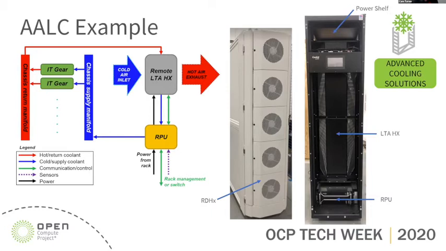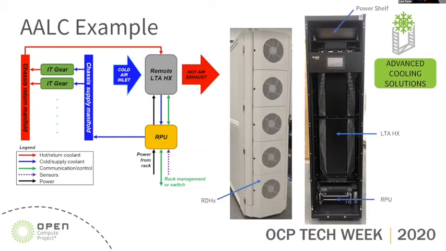The two sample implementations that we were going to show are shown on the right-hand side of the screen. The white rack would be a rear door heat exchanger-based liquid to air AALC solution. This is the example that John showed in his presentation before. In this scenario, the RPU is going to sit in the bottom for you, and you'll have airflow going through the IT gear and onto the coil, which is a full 48U on the rear of the rack.